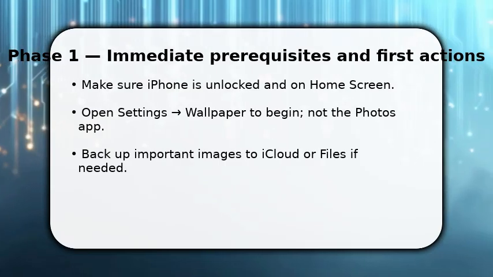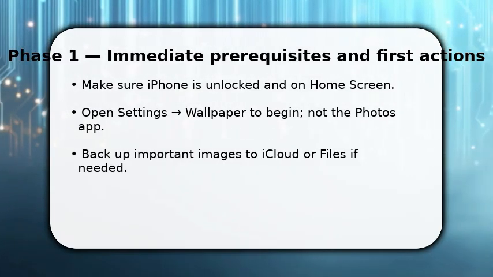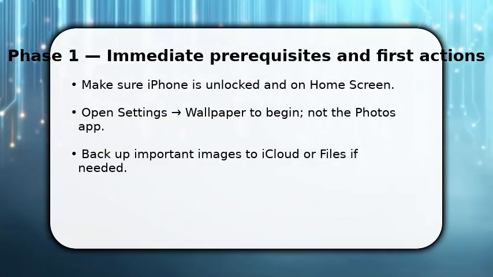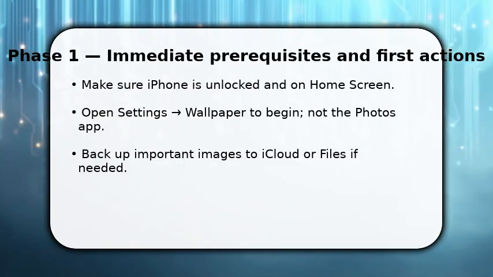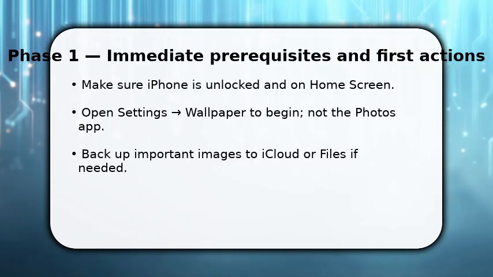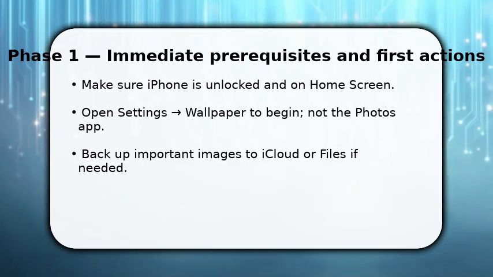You start now, unlock the iPhone and tap Settings, then Wallpaper. You do this because Wallpaper controls both lock and home screen images centrally. Once in Wallpaper, scan the current preview to identify which screen, lock or home, you want to remove. Tap the preview to reveal options. This is faster than hunting in Photos.